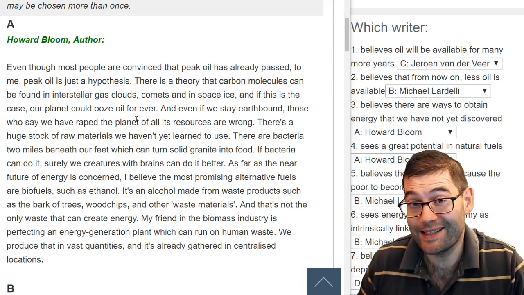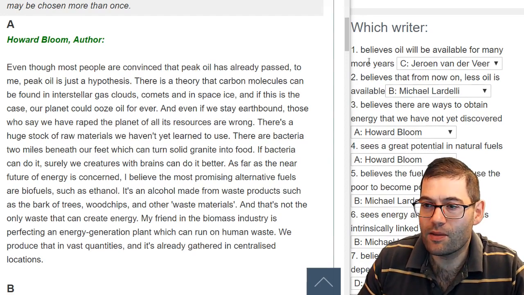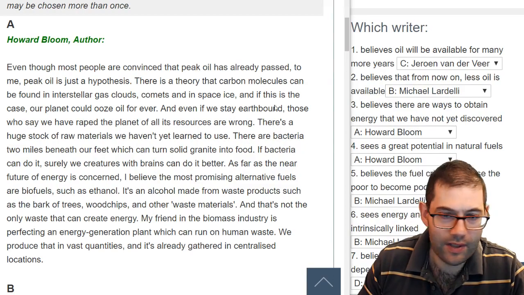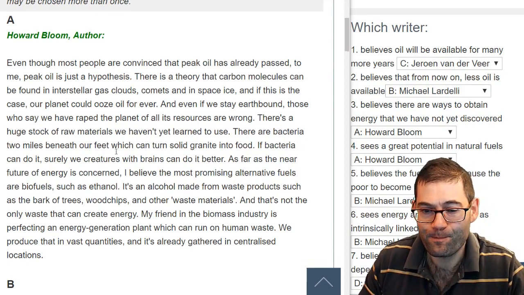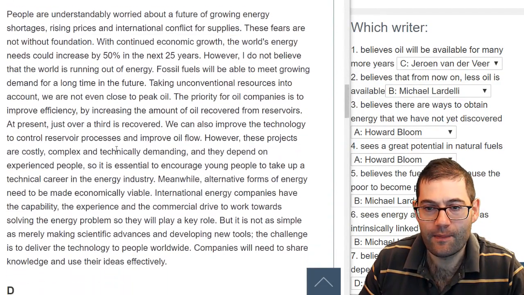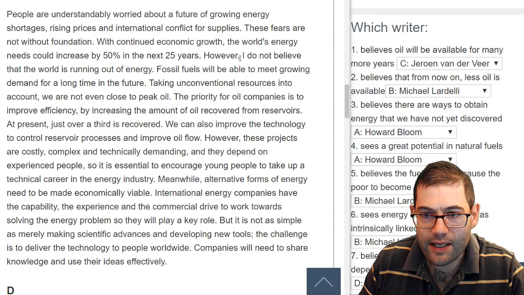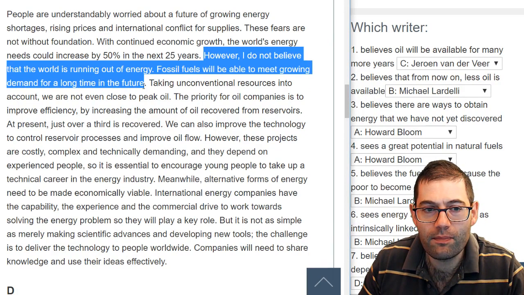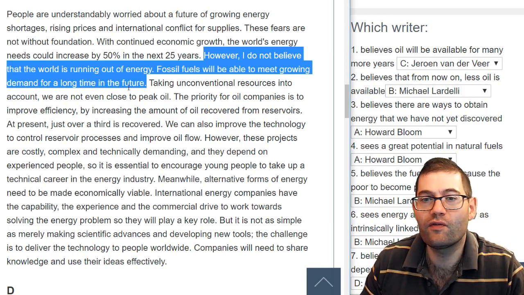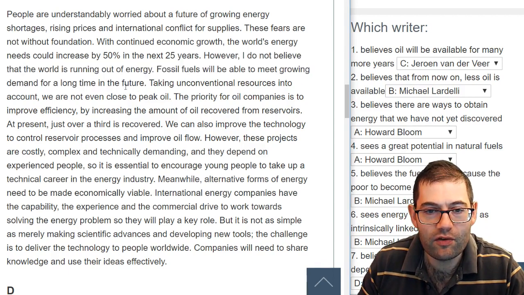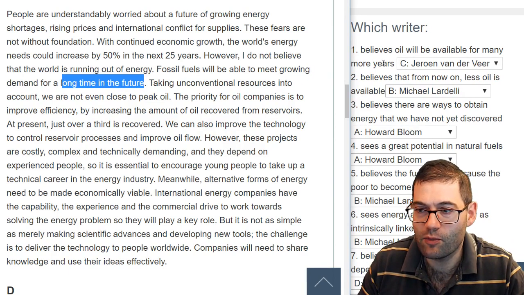So let's get started. Question number 1 says, which writer believes oil will be available for many more years? The answer is C. So let's find that vocabulary. Here we go: "However, I do not believe that the world is running out of energy. Fossil fuels will be able to meet growing demand for a long time in the future." Long time in the future links to many more years.